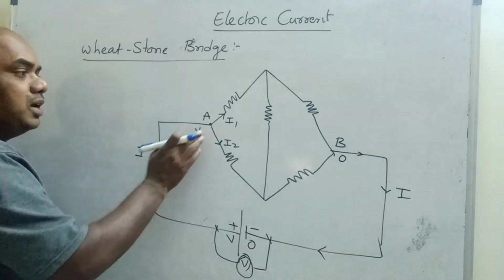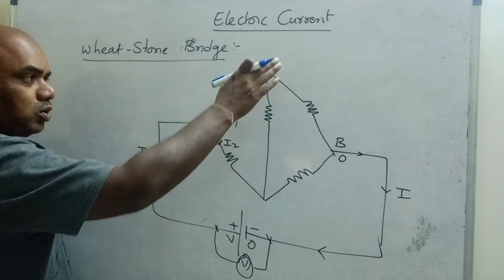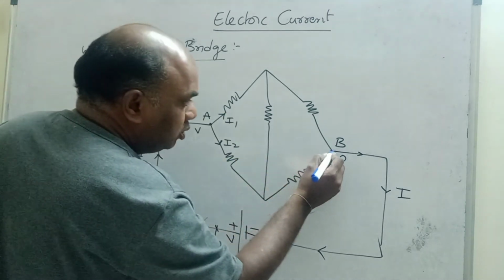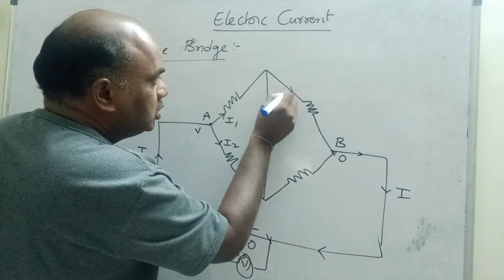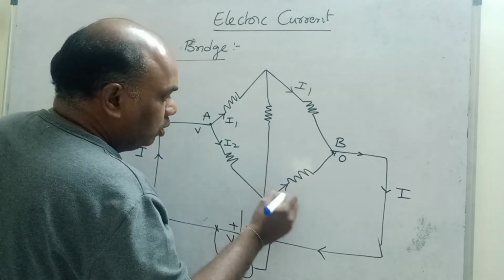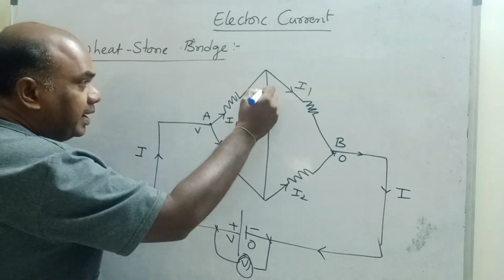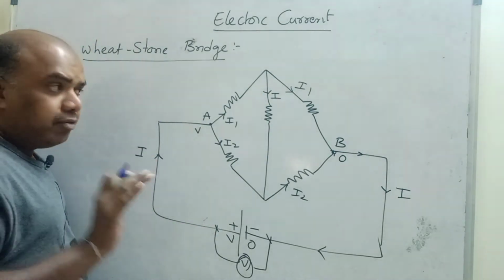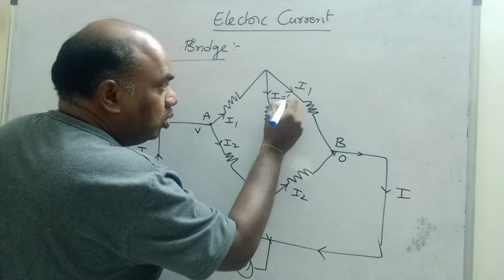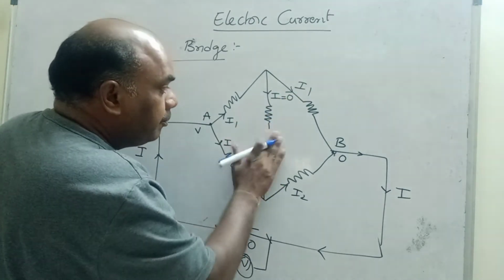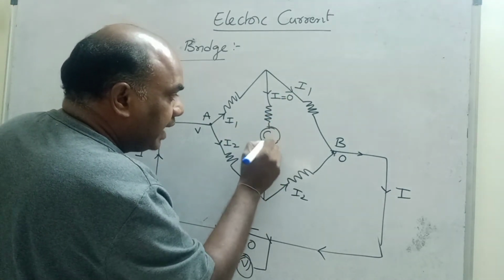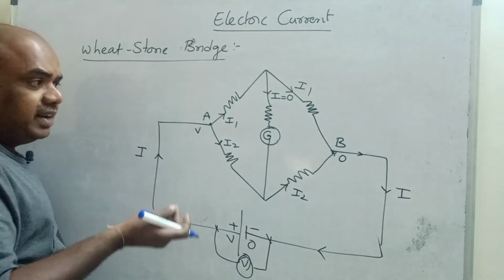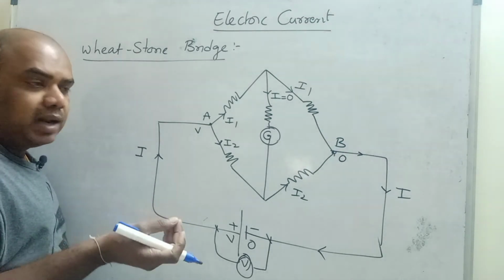At the A terminal, the current divides. I1 current goes in this loop, I2 current goes in this loop. Again when it comes here, this I1 goes this side, this I2 goes this side. What happened here? I3 does not go. Here the current I3 will definitely be 0, but the condition is that if you connect a small galvanometer, the galvanometer measures current in milliamperes. It is a very sensitive device used to measure small amounts of current.